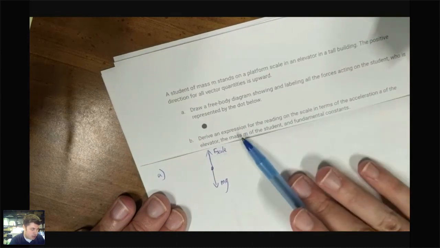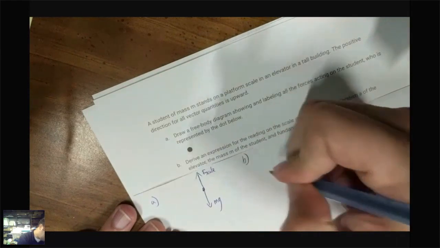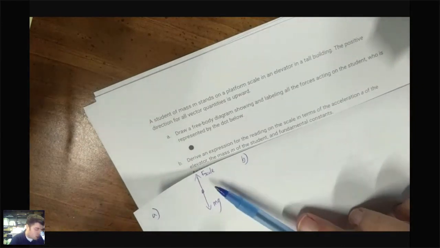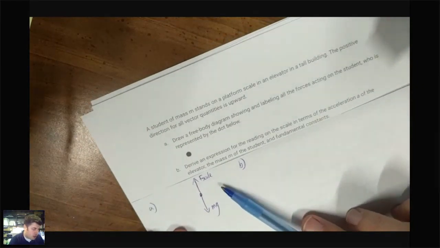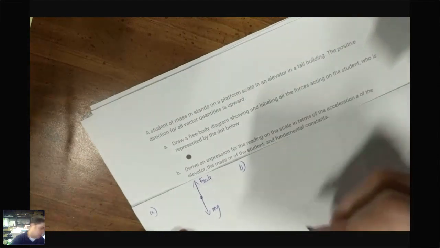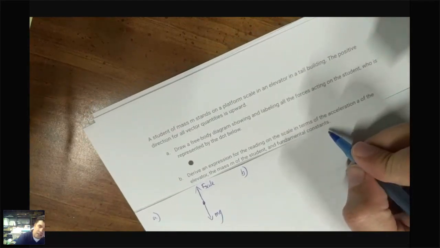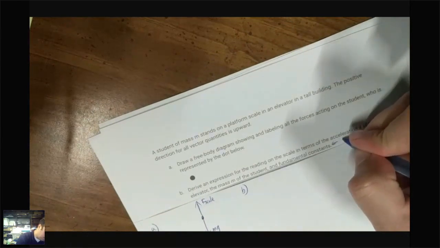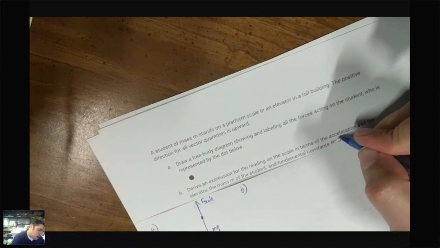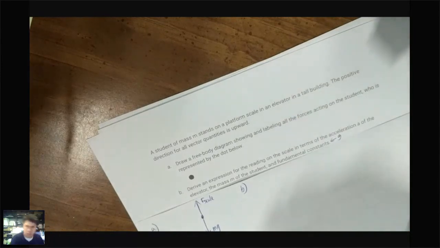All right, so part B: derive an expression for the reading of the scale in terms of the acceleration A of the elevator, the mass M of the student, and fundamental constants. All right, so this looks like a forces situation. We're looking for the reading on the scale, so I'm looking for F scale, in terms of A, M, and anything else. Okay, so fundamental constants, in case you've forgotten, means we can include things like little g, the acceleration due to gravity. And that's probably the only fundamental constant we will deal with today.